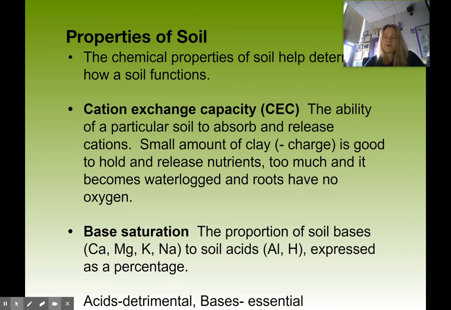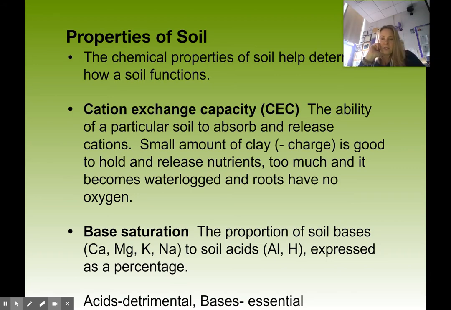It's got very small pores, so it takes a while for the water to seep in, but then it holds on to water for a while, and so everything can become very waterlogged, which isn't a good thing. So you have to have a healthy mix of sand, silt, and clay in order to have good soil.